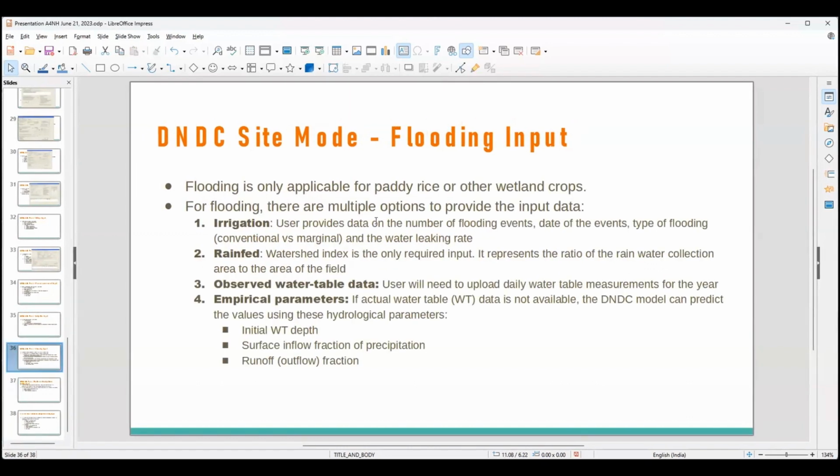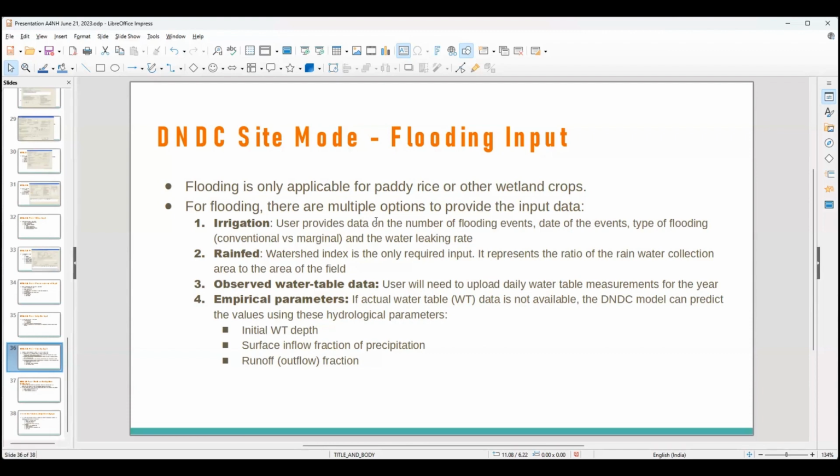Flooding is only applicable for paddy, rice, or other wetland crops. For flooding, there are multiple options to provide the input data. So it can be irrigation, rain-fed, observed water table data, or empirical parameters. Now for irrigation, the user provides data on the number of flooding events, date of the event, type of flooding, that is conventional versus marginal, and the water leaking rate.